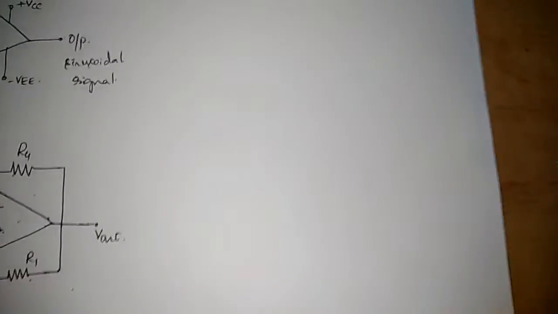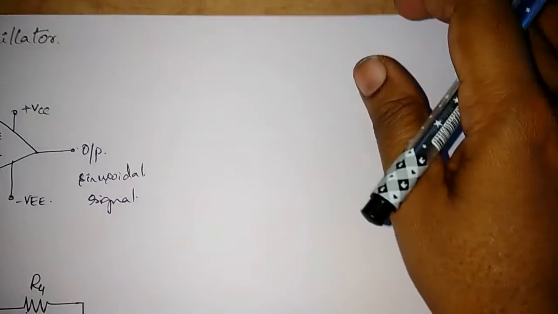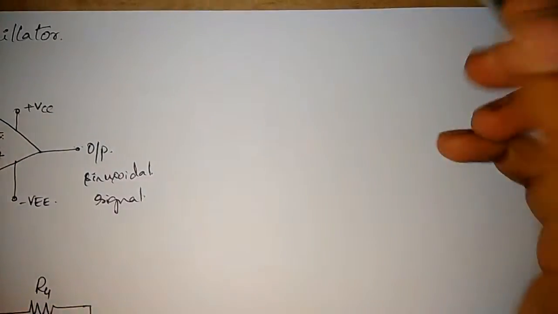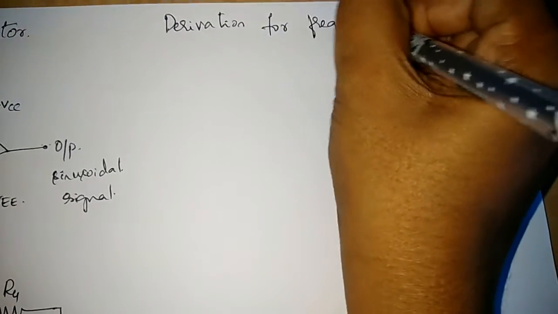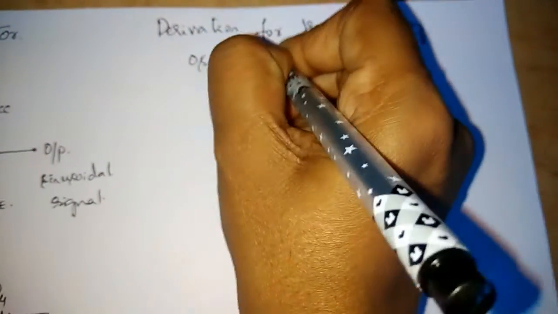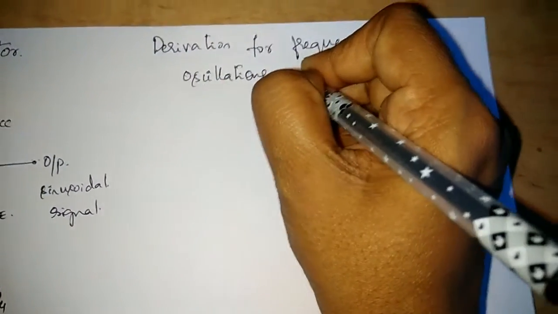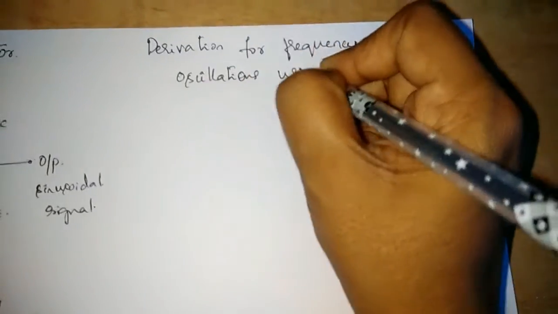This derivation is very important, please understand. Concentrate. In the examination this will be asked. Derivation for frequency of oscillations using Wien bridge.